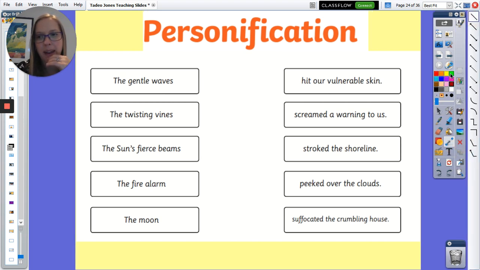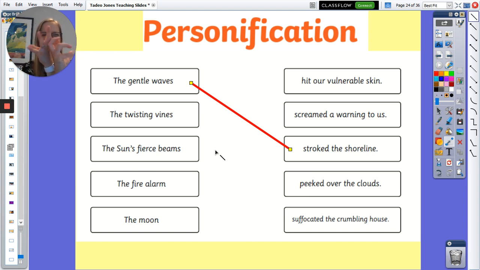Okay, I'm hoping you came up with stroked the shoreline. The gentle waves stroked the shoreline. That's what I was thinking of. Gentle and strokes, they match, they go together. So that makes more sense. But it gives you a really nice idea, a nice picture in your mind of how the waves are sweeping in on the beach.